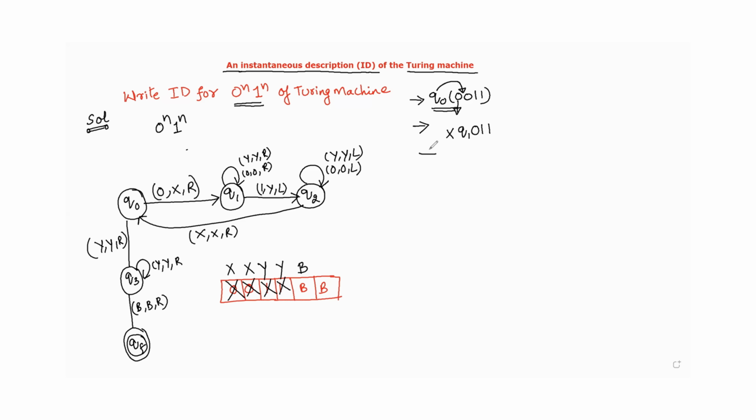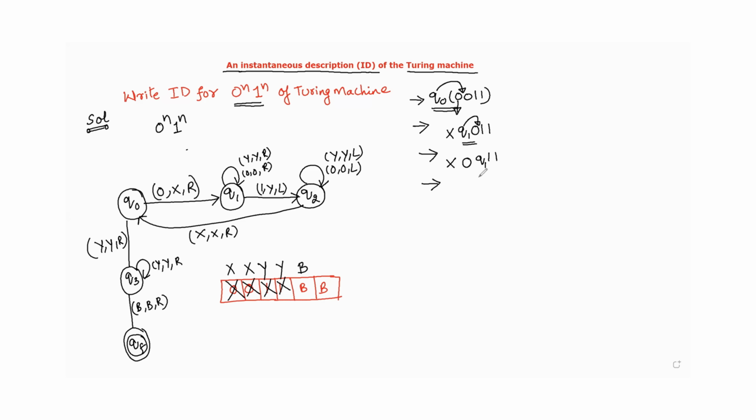Next one, q1 on 0. Q1 on 0 goes to q1 only, but where does it go? Right side. Right side means this place. So 1 1 is as it is. Q1 on 0 goes to q1 only, hence q1 remains the same, but it comes after 0. If you see, this value of 0 remains the same. It is not changed. This is also 0 and x.